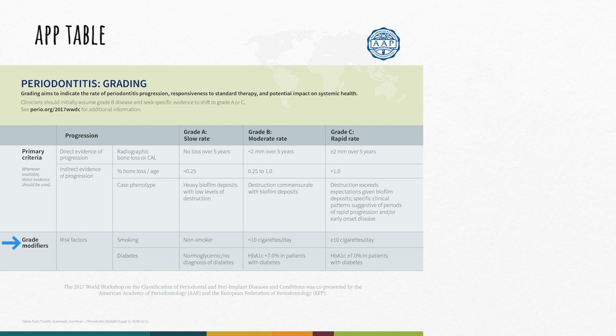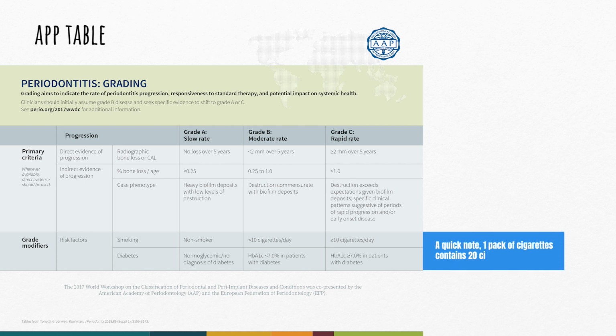Moving on to grade modifiers. Grade modifiers modify the grade by the presence of risk factors such as cigarette smoking and metabolic control of diabetes that affect the rate of progression of periodontitis. A quick note, keep in mind that 1 pack of cigarettes contains 20 cigarettes.